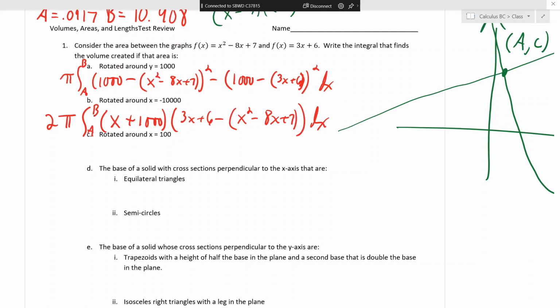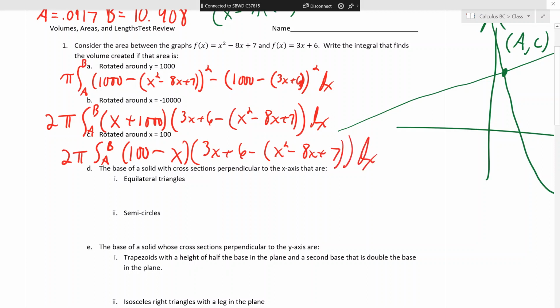C is around x equals 100. We're going to use shells for that too. Okay? So that's going to be 2 pi, the integral from A to B. But now the axis is on the other side. It's on the right-hand side of my shape, so it's 100 minus x. But the height's the same. It's the line minus the parabola.